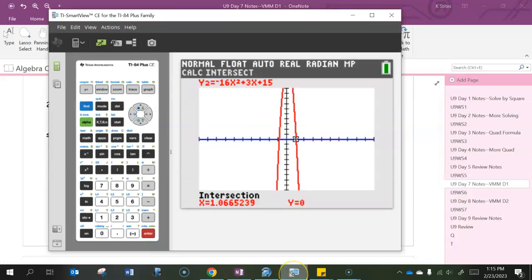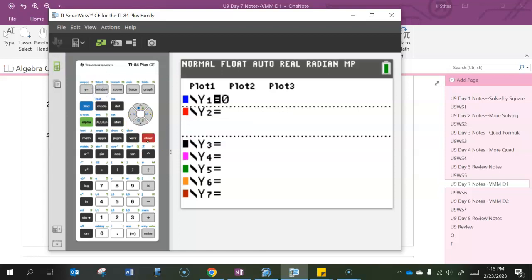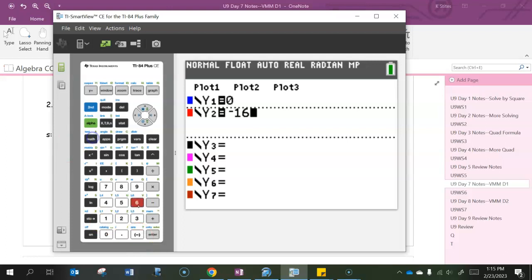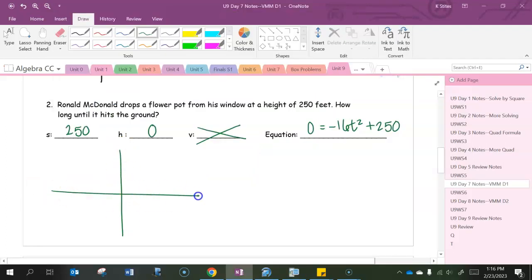All right, and again, I'm just going to go ahead and keep my 0. And this was negative 16x squared plus 250. And graph. All right, so now I know this doesn't look like a parabola, but it really is one. So when you go ahead and sketch it, you should make this look like a parabola. It's going to make it look like this.